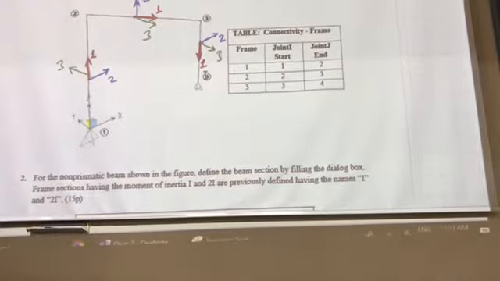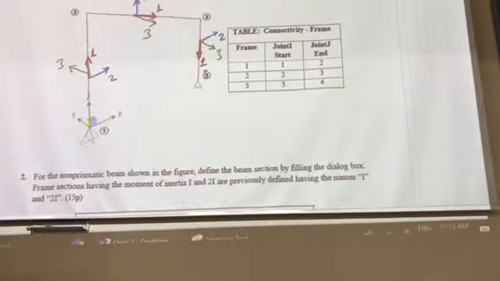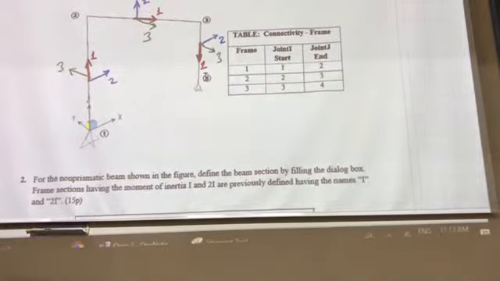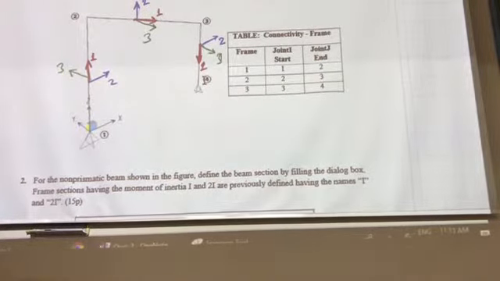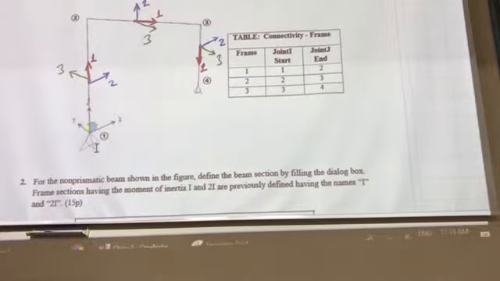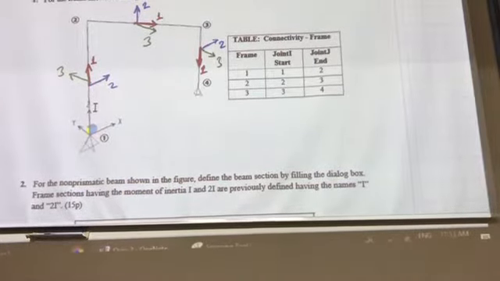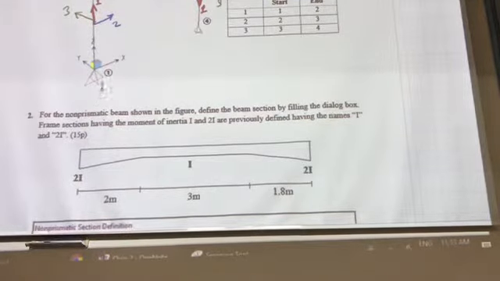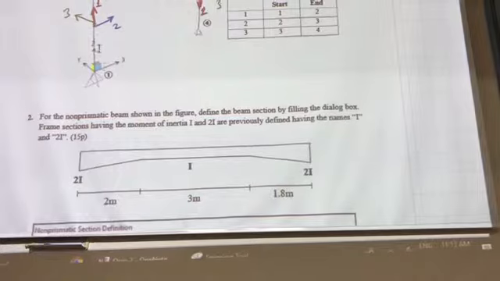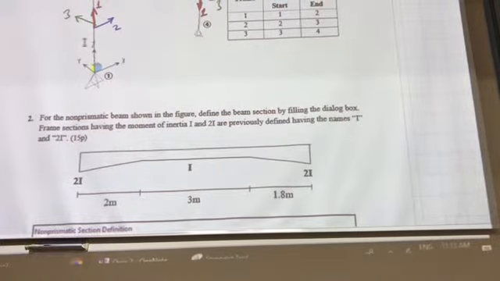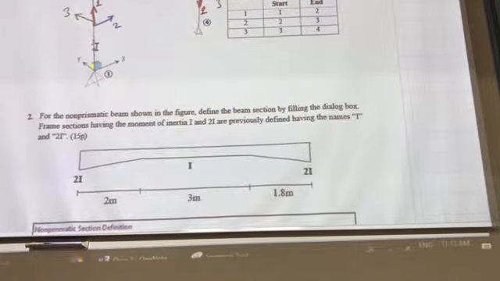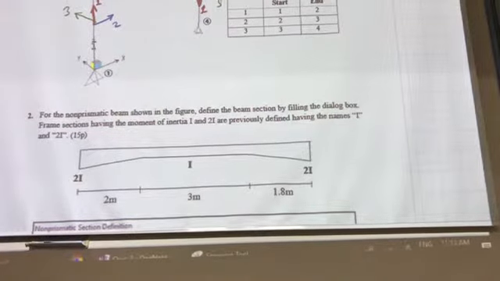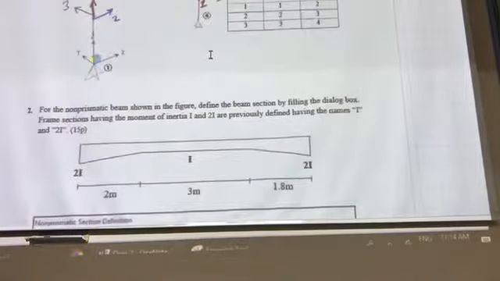What about joint local axes? Unless you change them, joint local axes are always parallel to the global x, y, z axes. 1 is x, 2 is y, and 3 is in the z direction. For joints. These are for frames. All right, any question on this?